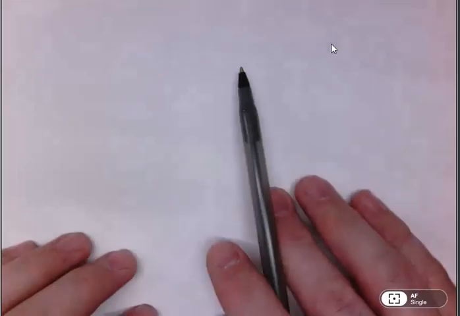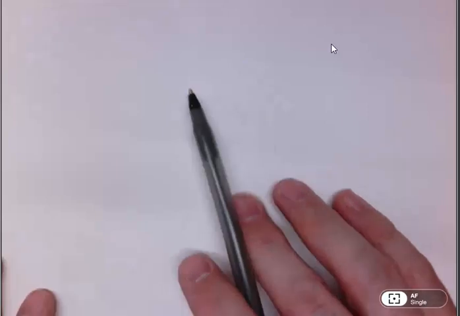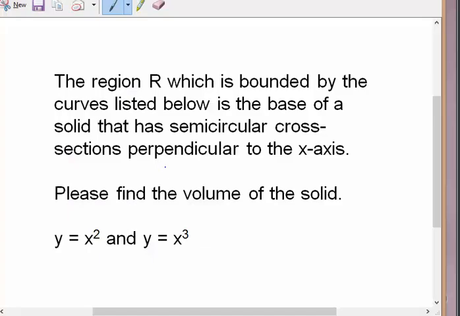Hey guys, here's a quick video for when you have cross sections, to determine volume where they're not circles. So like something like this. Here you have the region R, which is bounded by the curves listed below, is the base of a solid. One of the things I usually say is, this is a solid that's already been created. We're not revolving to make the solid; it's already there. And in this case, they're semicircular cross sections, and they're perpendicular to the x-axis.